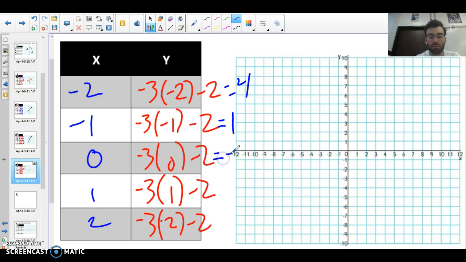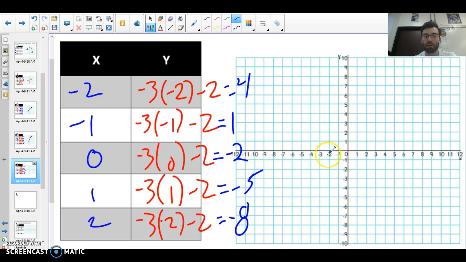Anything times 0 is 0. The answer is negative 2. That's negative times a positive, which is a negative, so we have negative 3 minus 2, which is negative 5. And negative 3 times 2, which is negative 6, minus 2 is negative 8.